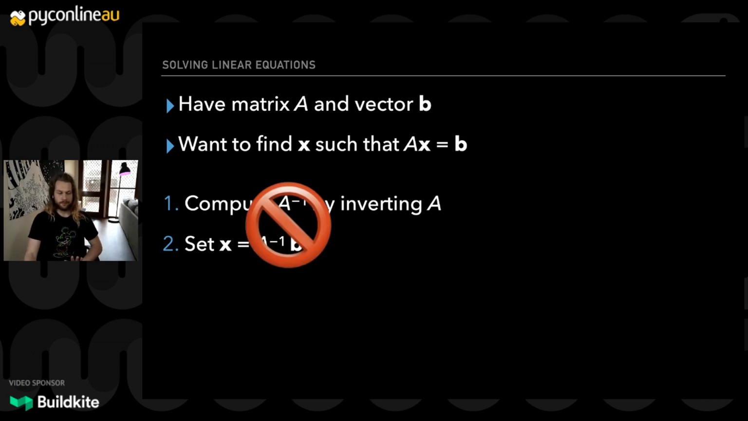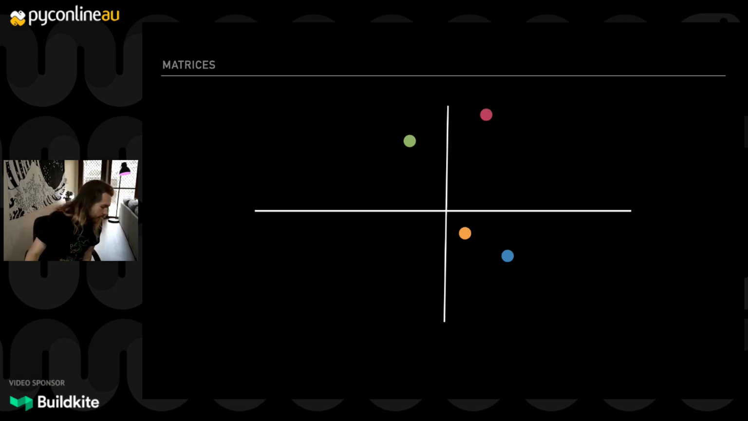Let's not do that. Use matrix decomposition instead. The reason why that's problematic is A is not always a nice matrix to invert. So in the same way that you can't divide by 0, there are some matrices that you can't divide by, that you can't invert either.